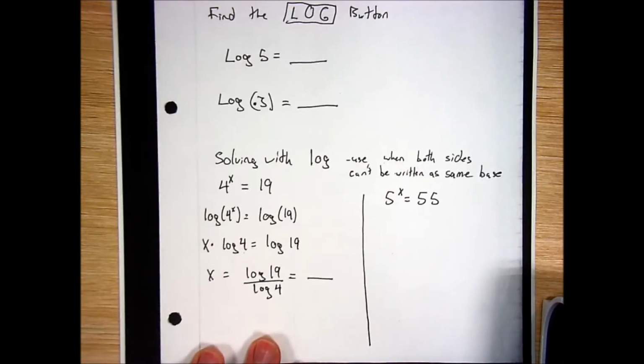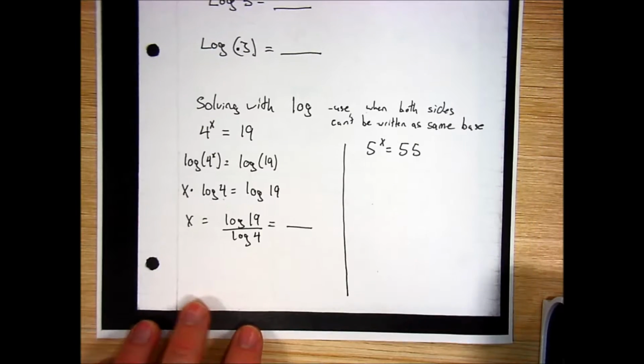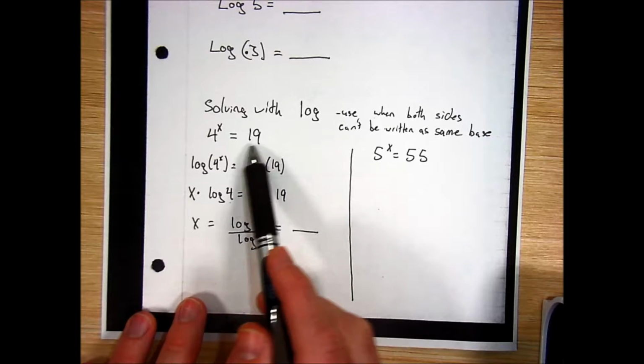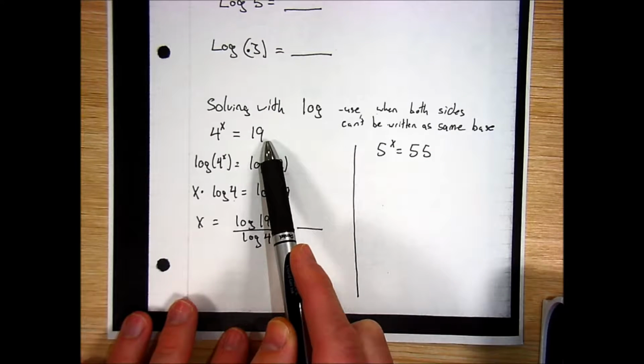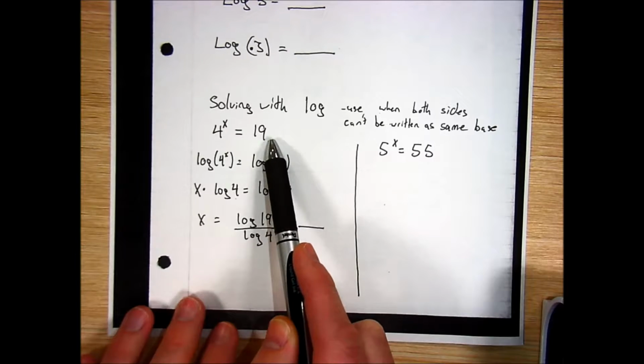Let's get one that isn't written out already. But that's not always the case. Like 19, I can't rewrite 19 as a power of 4. I can't do 4 to the second or 4 to the third and get 19.